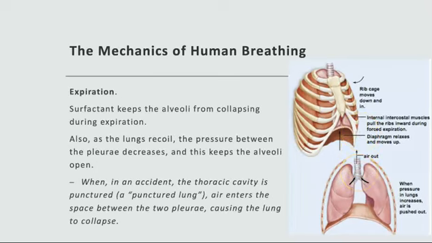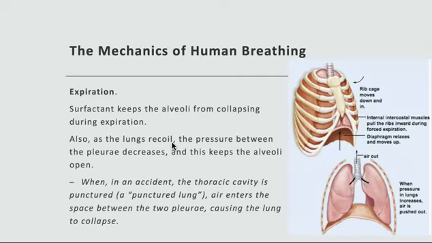Now, we haven't discussed surfactant too much just yet, but that substance is inside the alveoli and it prevents them from collapsing during expiration. We also have the assistance of the lungs being able to recoil, and the pressure between our two pleura, the visceral pleura and the parietal pleura, that is going to decrease. And this helps to keep the alveoli nice and open.